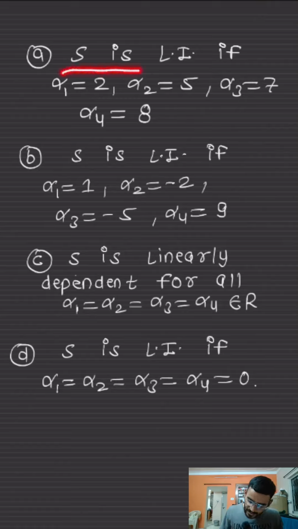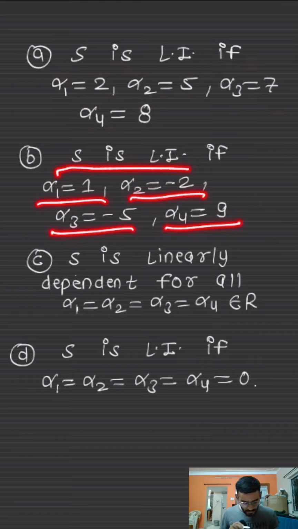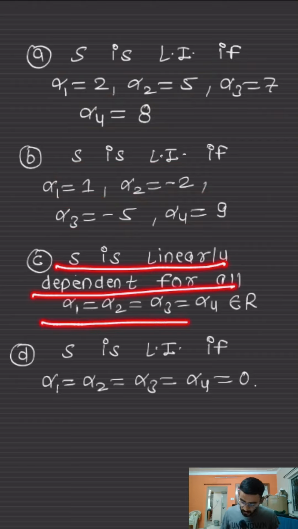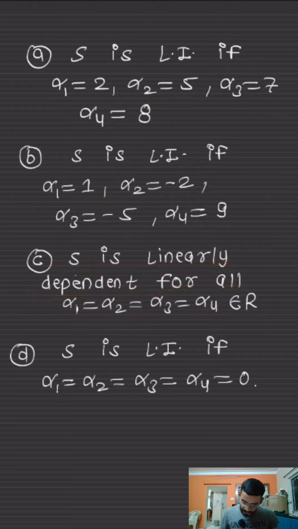First, S is linearly independent if alpha 1, alpha 2, alpha 3 and alpha 4 is this. Second, S is linearly independent if alpha 1, alpha 2, alpha 3 and alpha 4 is this. S is linearly dependent for all values of alpha belonging to real numbers and are equal. S is linearly independent if all alpha are equal and equal to 0. You can pause the video for some time and try to solve the question.